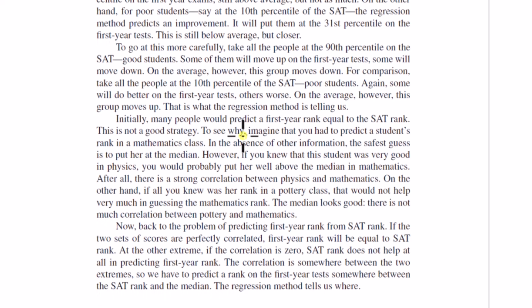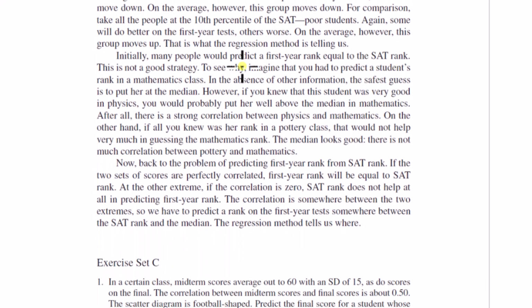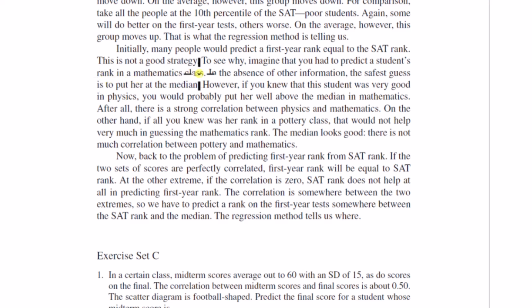Initially, many people would predict a first year rank equal to the SAT rank. This is not a good strategy. To see why, imagine that you had to predict a student's rank in a mathematics class. In the absence of other information, the safest guess is to put her at the median. However, if you knew that this student was very good in physics, you would probably put her well above the median in mathematics. After all, there is a strong correlation between physics and mathematics. On the other hand, if all you knew was her rank in a pottery class, that would not help very much in guessing the mathematics rank. The median looks good. There's not much correlation between pottery and mathematics.